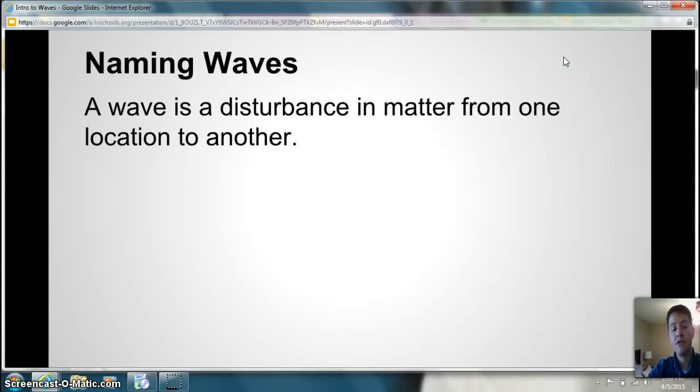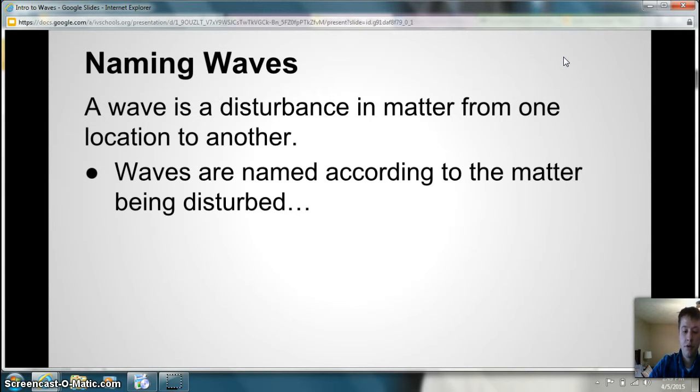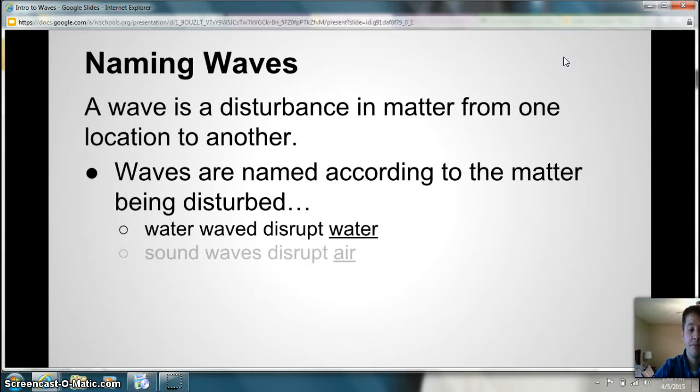There's a lot of waves that you've heard me talk about already, but the way that we name them is according to what kind of matter is being disrupted. And I think you need to write in a section here. I forgot to underline it on the PowerPoint, I'm sorry. They're named according to the matter that's being disrupted. For example, a wave of water is just disrupting water. I think that's pretty obvious. We just call them waves. We don't call them water waves because they're so common.